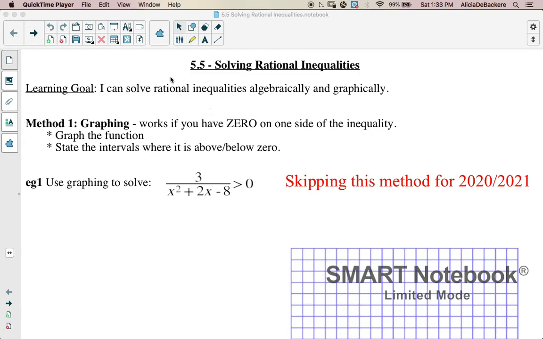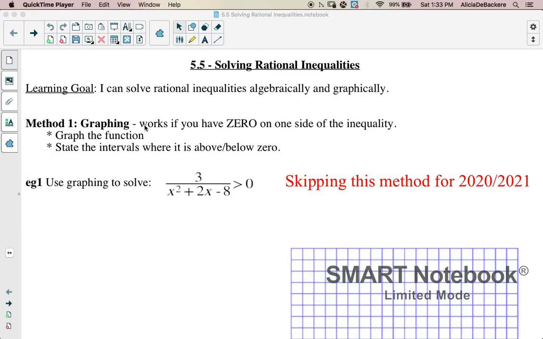Okay, welcome to lesson 5.5, solving rational inequalities. In this lesson, typically I teach how to solve the inequalities algebraically and graphically. But I am going to skip the graphing method for this year, 2020, 2021. I'm just going to give a quick overview.